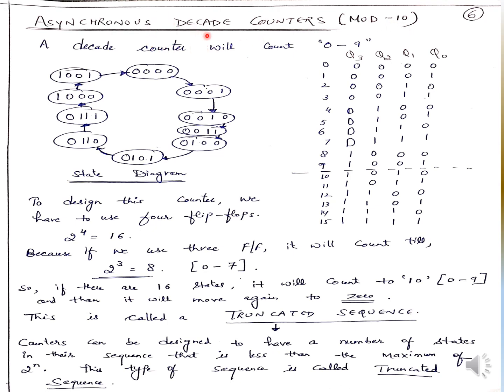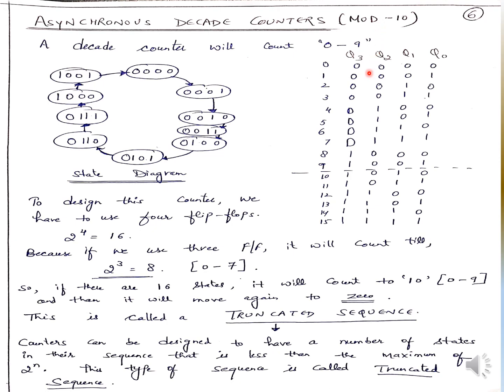So it can come by any of these names: you can design the ripple counter, mod 10 ripple counter, or it can come as asynchronous decade counter. So you have to remember all the names of the asynchronous counters. Okay, now the thing is, it will count the 10 states.